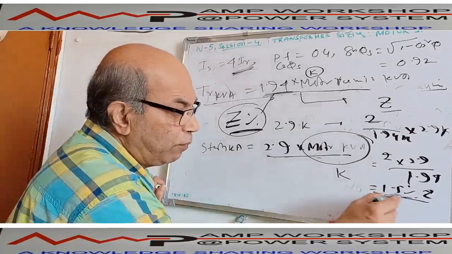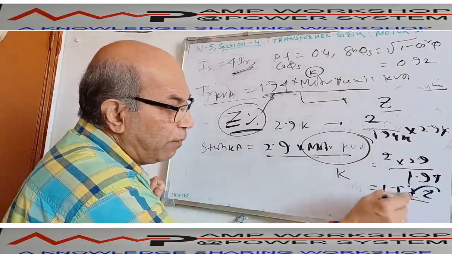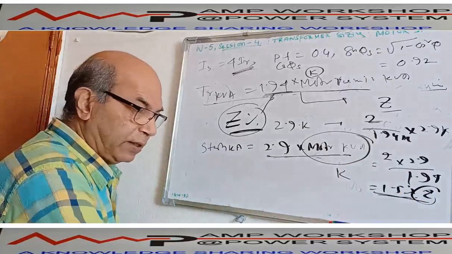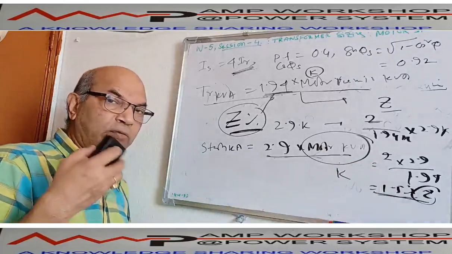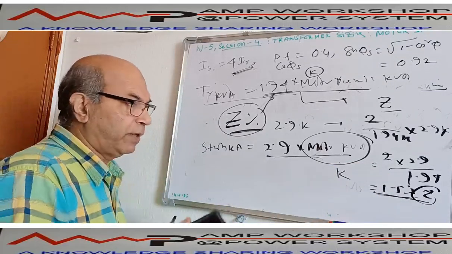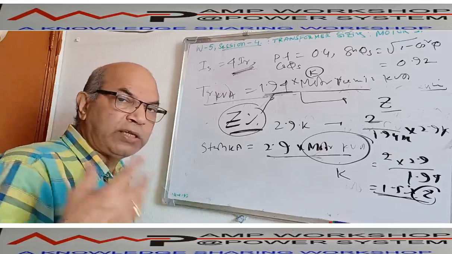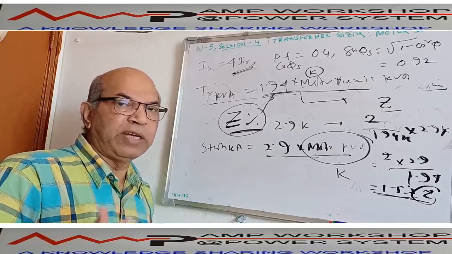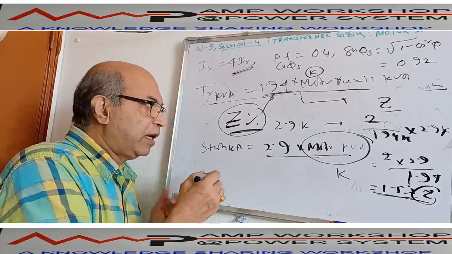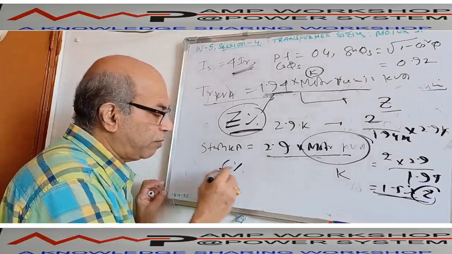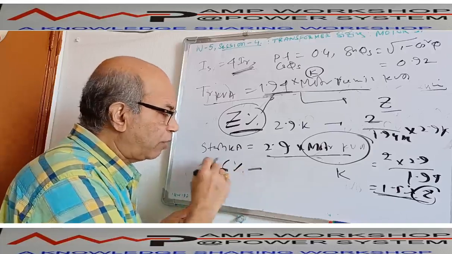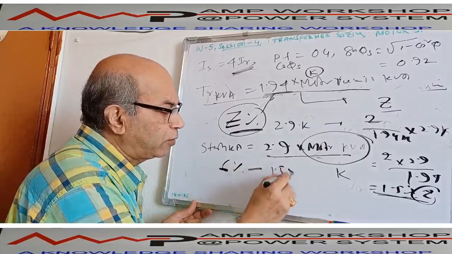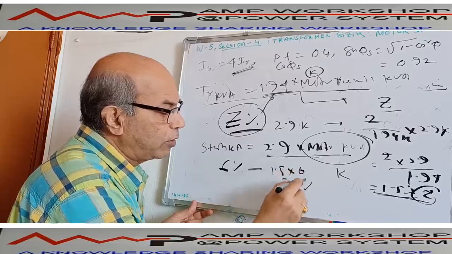You can say 1.5 into Z. That means whatever the Z percentage, 1.5 times that will be the voltage drop. Now this transformer, normally we design the transformer percentage impedance at nearly 6-7%, 5-8% for this type of transformer. If we consider 6% transformer impedance, then how much voltage drop during starting? It is 1.5 into 6, that equals 9% voltage drop.